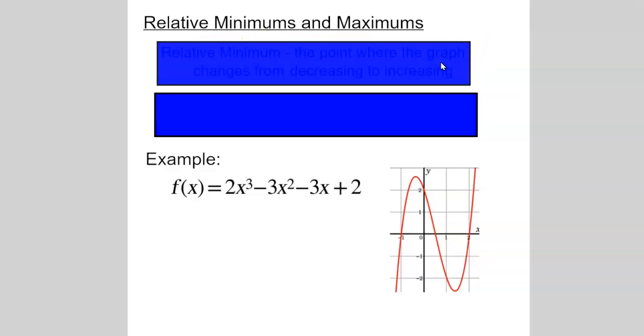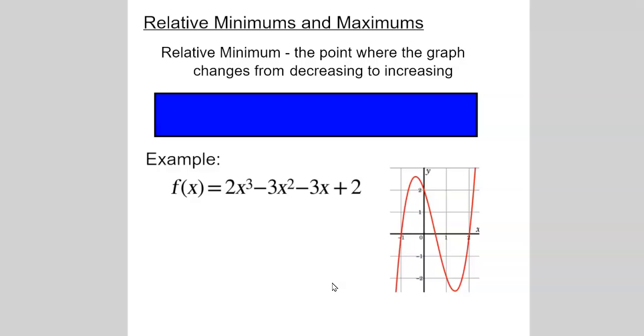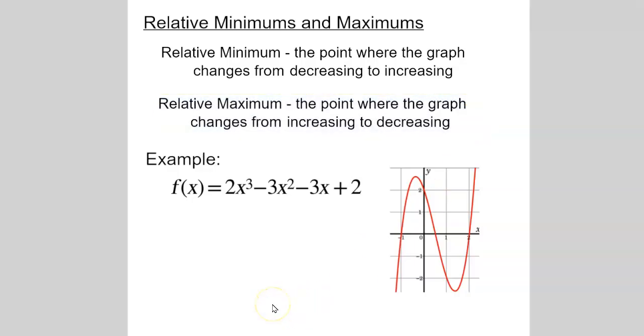You have relative maximum and minimums. A relative minimum is the point where the graph changes from decreasing to increasing. A relative maximum is the point where the graph changes from increasing to decreasing. Basically, guys, you're looking for the relatively highest point and lowest point on your graph outside of where it goes off into infinity.